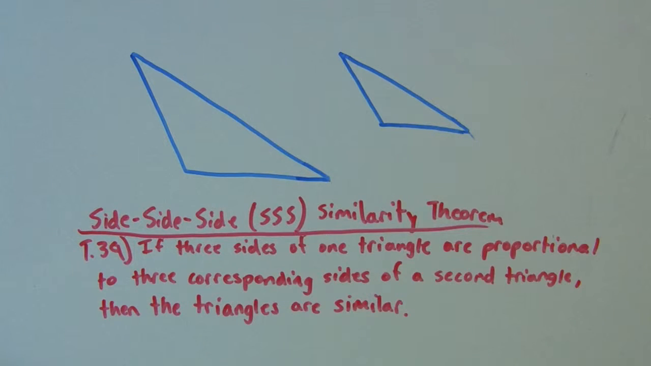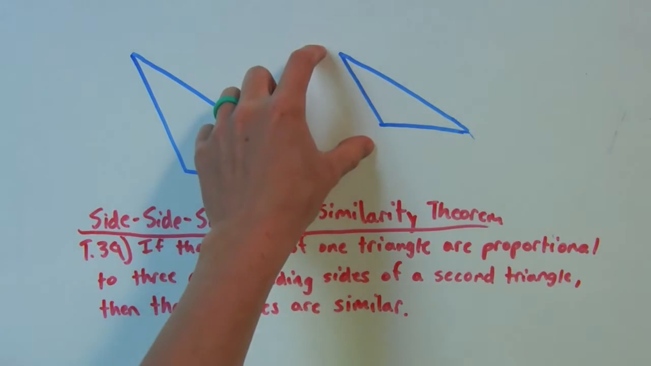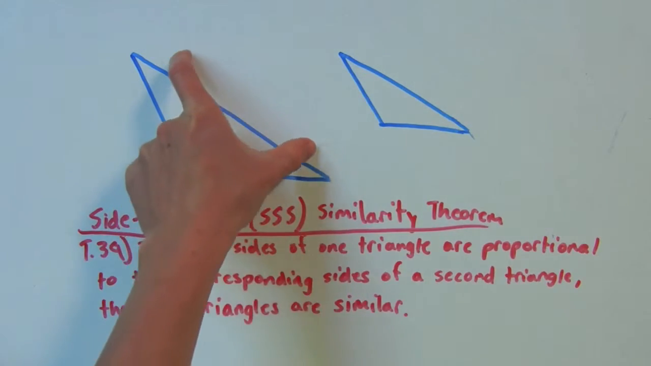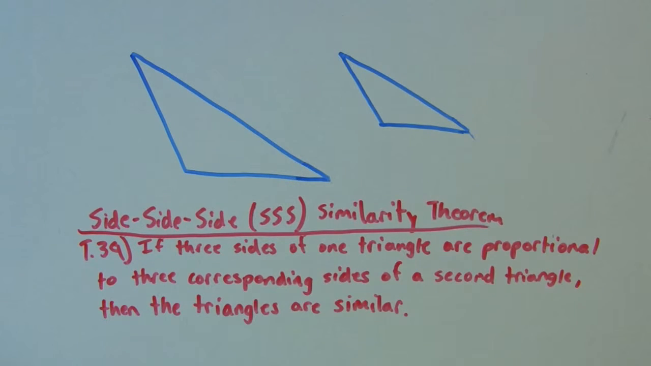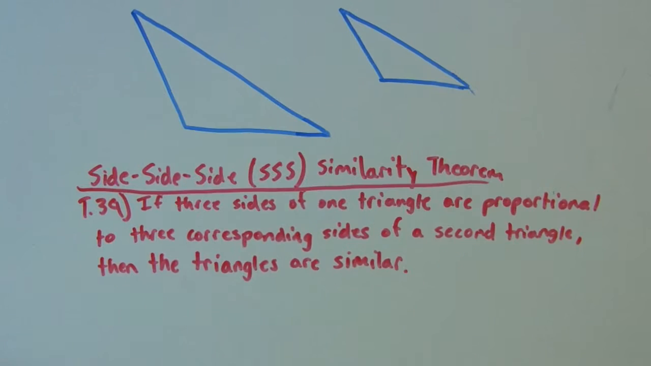The side-side-side similarity theorem, or SSS theorem for short, T39, says that if three sides of one triangle are proportional to three corresponding sides of a second triangle, then the triangles are similar. So if these first sides are proportional to the second sides, which are proportional to the corresponding third sides, then the triangles are similar.